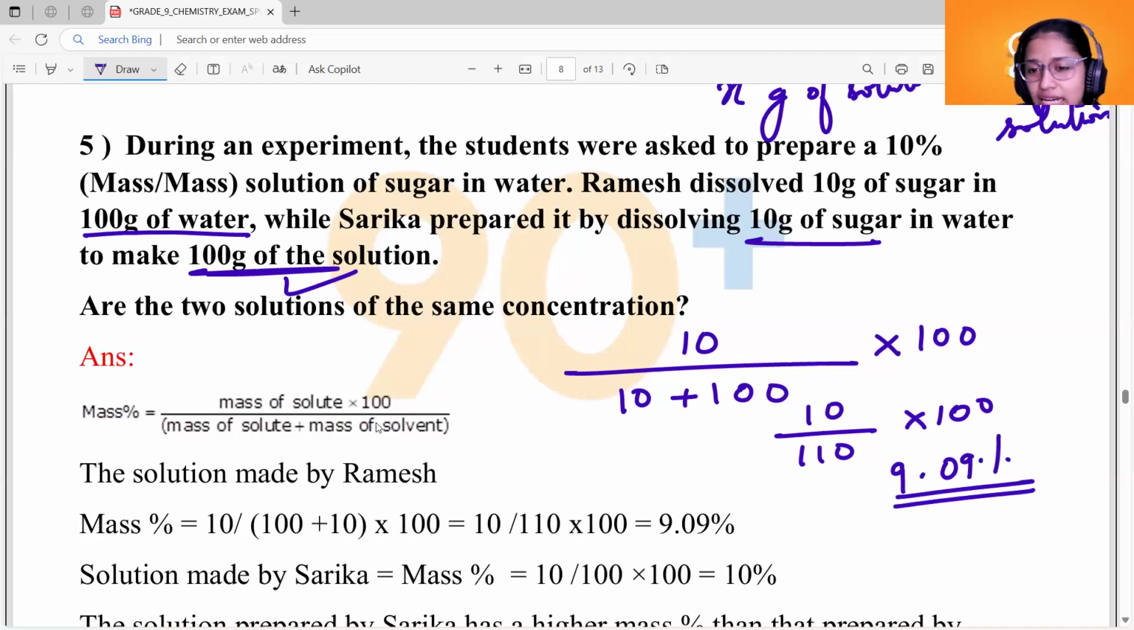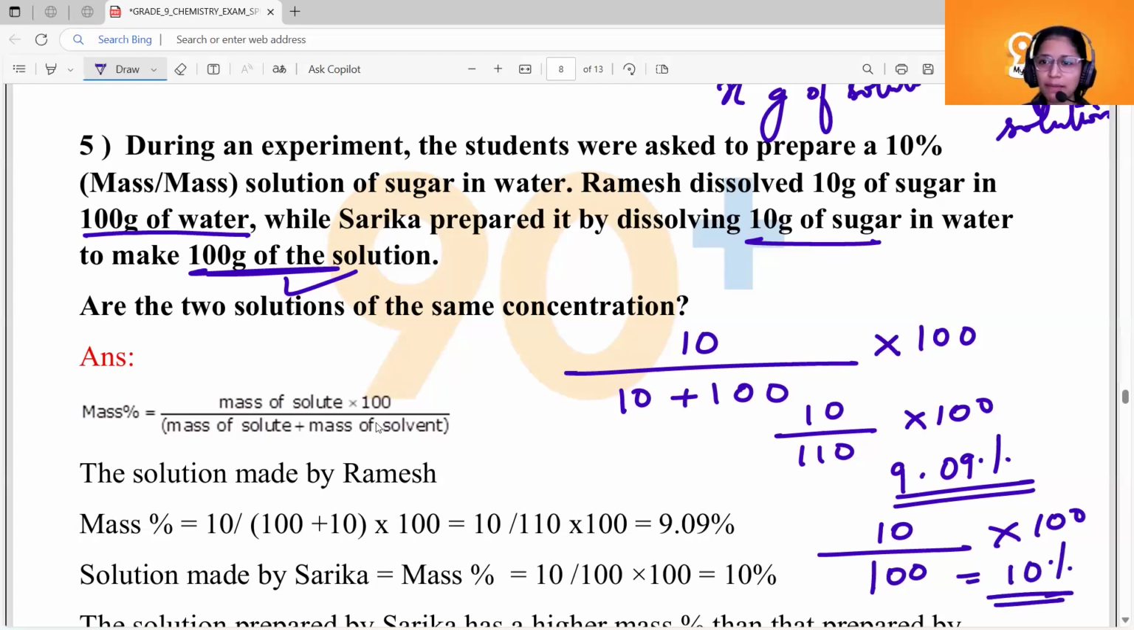What about Sarika? 10 gram of solute she dissolved and she made up a 100 gram solution. So this gave us 10% concentration mass by mass. So the solution prepared by Sarika has gotten a higher concentration than the solution prepared by Ramesh. And students were asked to prepare a 10% solution. So who did it correctly? Sarika has done it correctly.